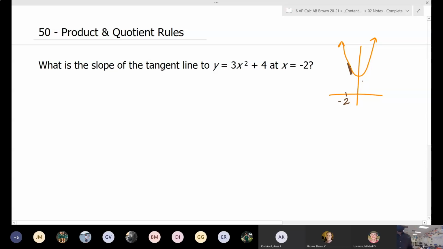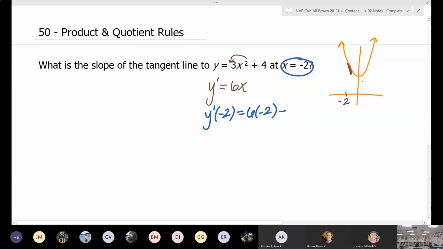Well, we know that the derivative means the slope of a tangent line. So I can go ahead and just find the derivative. I have my power rule. The 2 comes down in front, 2 times 3 is 6, and the new exponent is 1. The derivative of plus 4, 4 is a constant, so its derivative is 0. So I can see that y prime is just equal to 6x. And so if I want to find the slope at -2, I can just find y prime of -2. Well, 6 times -2 is going to give you -12.